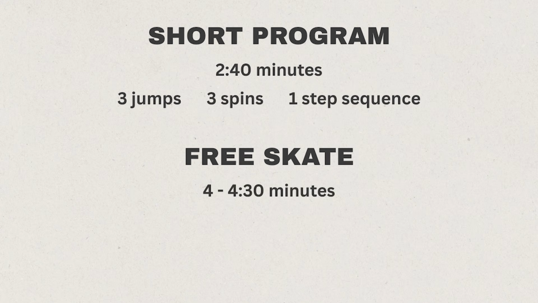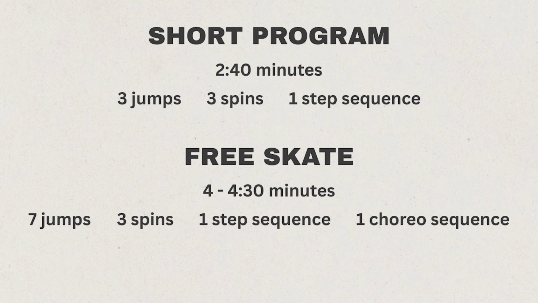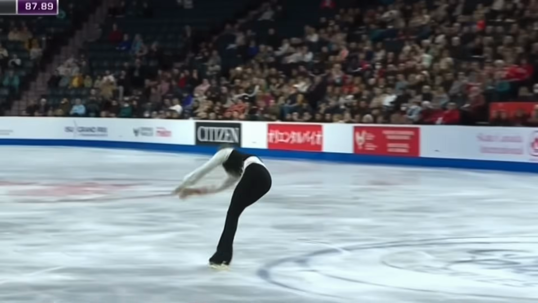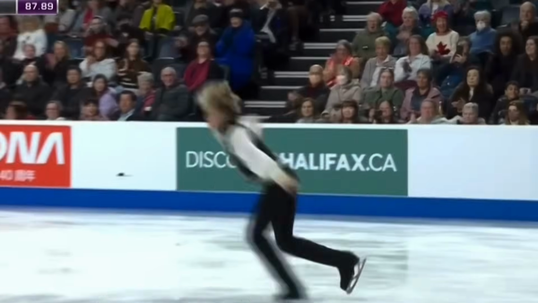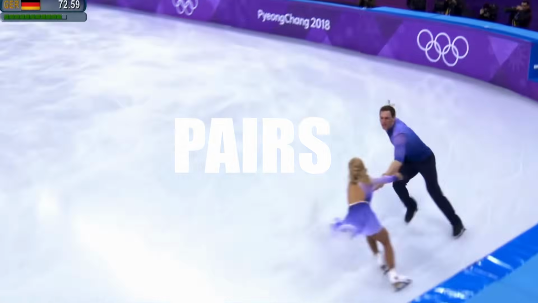Each skater does a short program and a free skate. The short program is around 2 minutes and 40 seconds, and you'll see 3 jumps, 3 spins, a step sequence. The free skate is 4.5 minutes, and you'll see 7 jumps, 3 spins, a step sequence, and a choreographic sequence. The free skate is like the main event. It's where the majority of the highlights are going to come from, and it is the biggest factor in deciding who wins the Olympics.